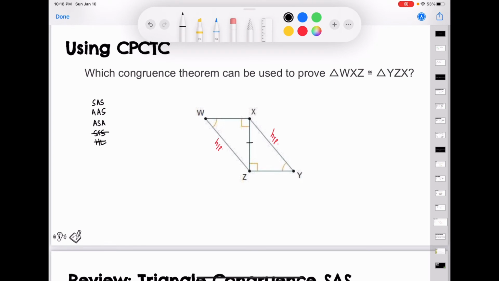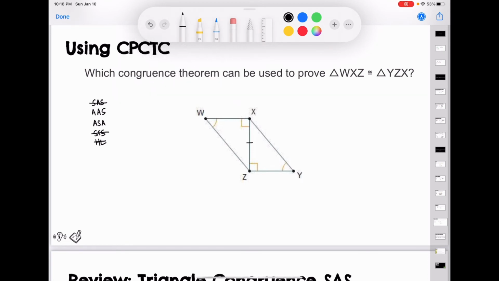How about, are we told anything about two sides? No, we can only assume things about one side, and that is our side XZ. But we're not told anything about the other sides, so I wouldn't be able to prove congruence of two sides. Okay. So now I'm left with my angle-side theorem and my angle-side-angle theorem.